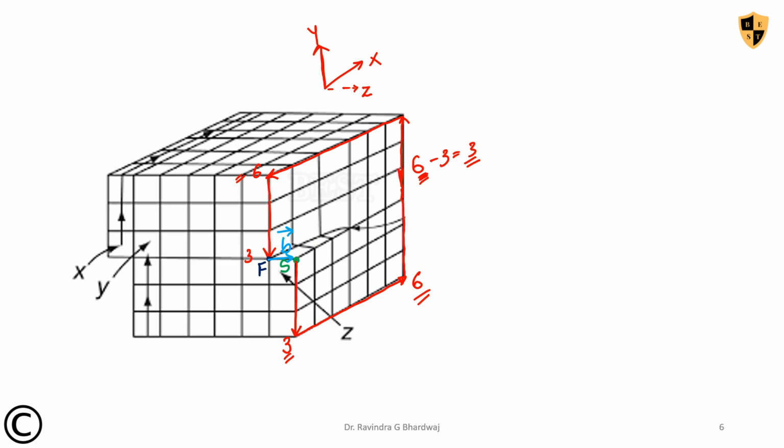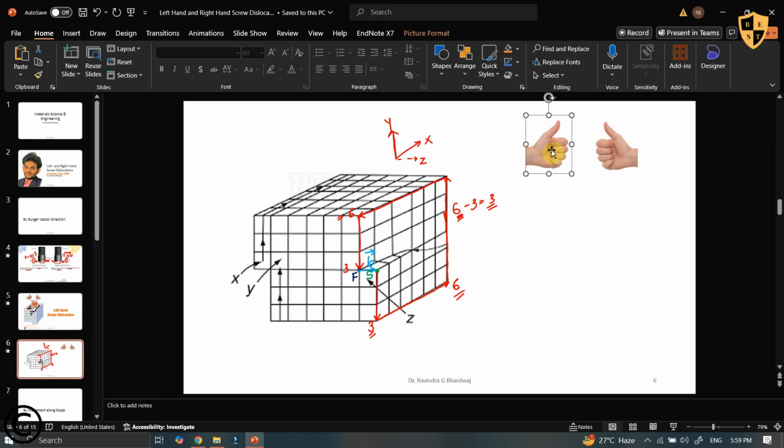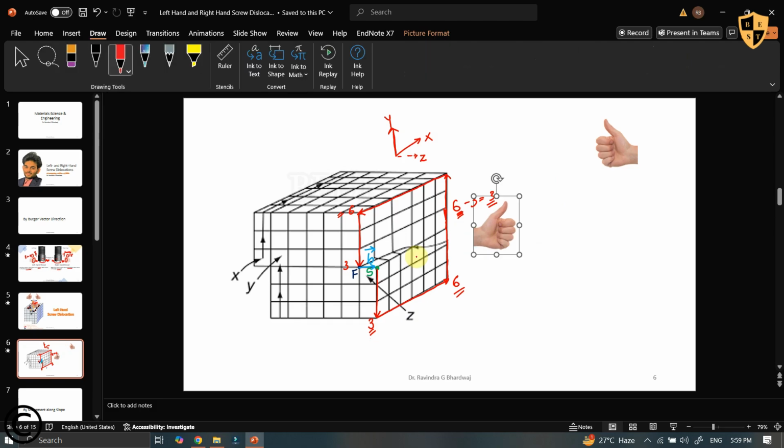Now how do we know whether this Burgers vector relates to a left hand or right hand screw dislocation? So what we will do is take either the left hand or right hand. Let's say we take the left hand first, and we will see whether it is aligning with this or not, right? To cross check this, I am just going out of this slideshow mode, and let me take this. Now I have to curl the fingers in a counterclockwise rotation.